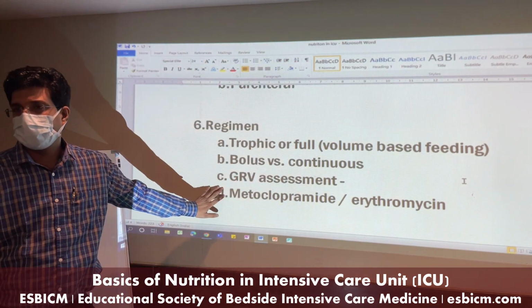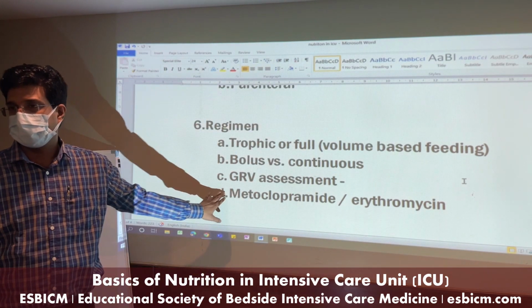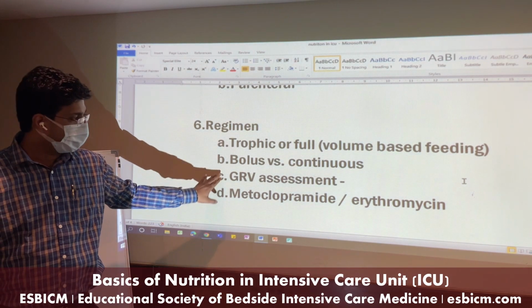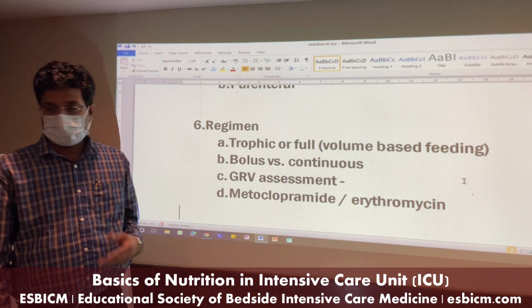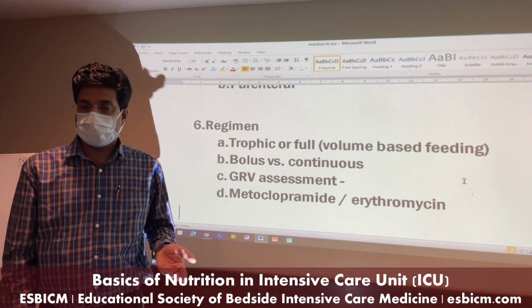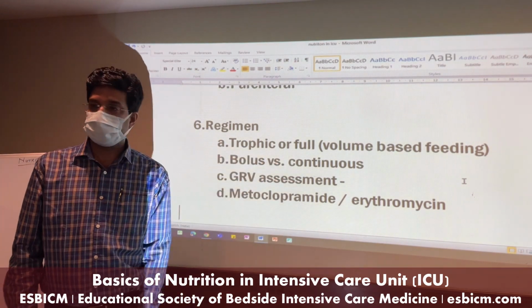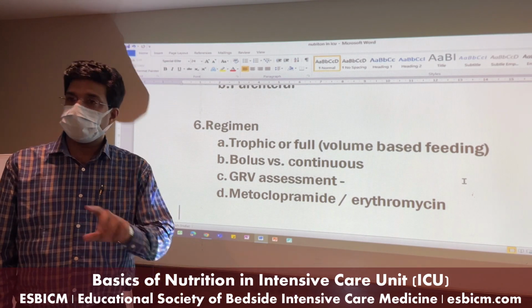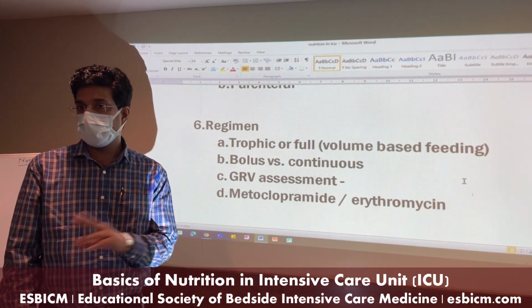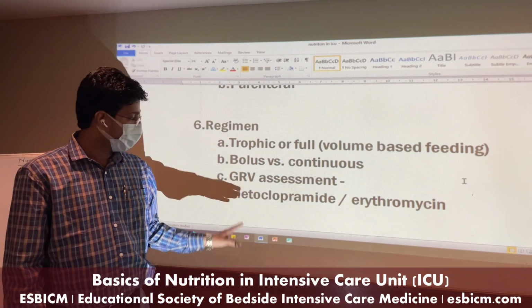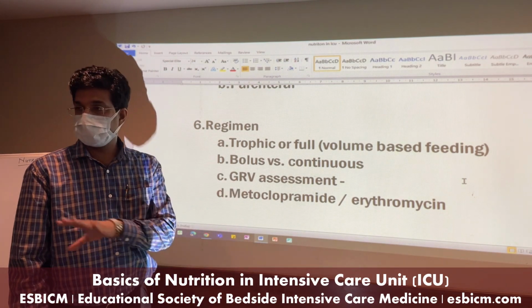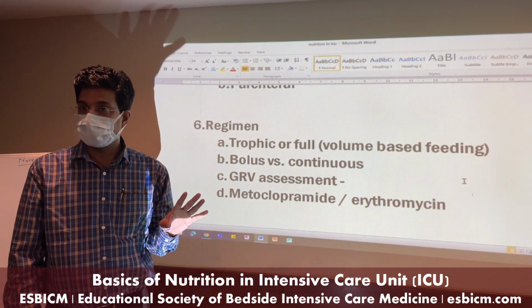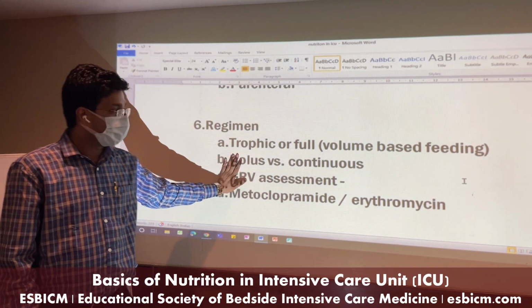But they work only in 48 to 72 hours. Suppose a patient has an aspirate of 200 to 300, and you started metoclopramide, erythromycin. If it doesn't start tolerating in the next 48 to 72 hours, it means it will not tolerate. So then you need to shift to parenteral. So their effect comes within 1 or 2 days. That point is clear. Okay.